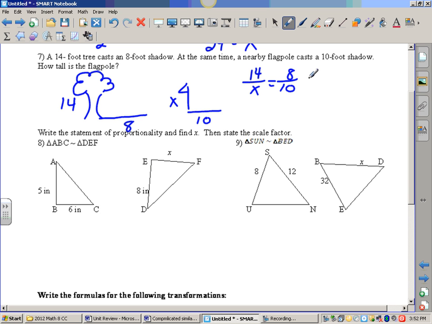But depending on how you did it, as long as your cross products are the same as mine, you set it up correctly. You get 8x equals 14 times 10. 8x equals 140. Divide by 8, and you do get 17.5.